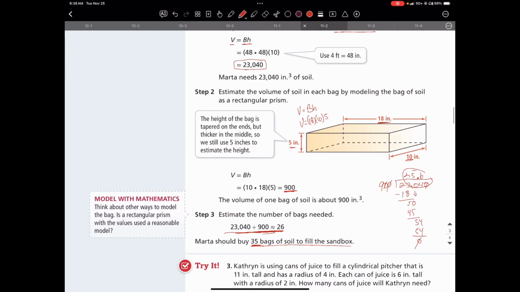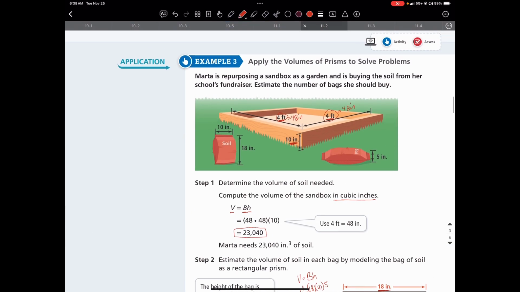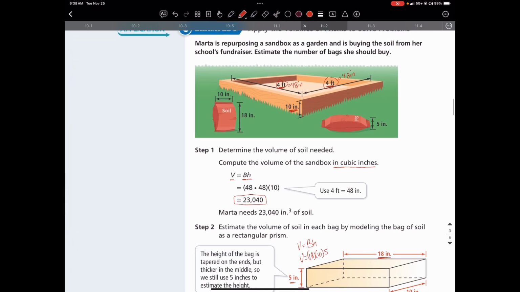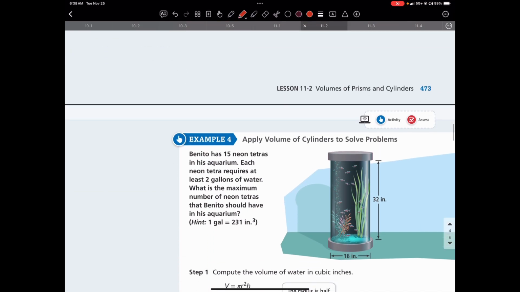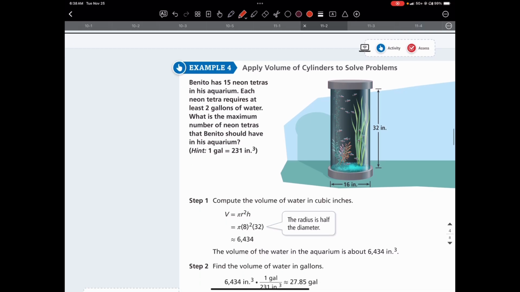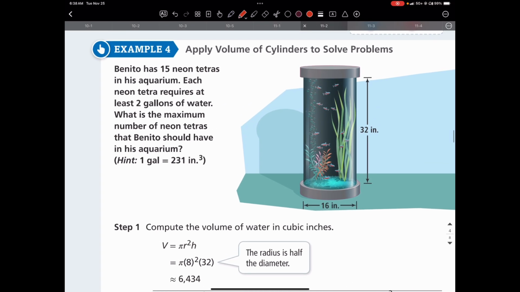So that's the volume of a rectangular prism, right? Or square prism, cubic prism, whatever it is you want to refer to it. Next, example 4. Apply volumes of cylinders to solve problems. Benito has 15 neon tetras in his aquarium. Each neon tetra requires at least 2 gallons of water. What is the maximum number of neon tetras that Benito should have in his aquarium? Hint, 1 gallon is equal to 231 cubic inches.